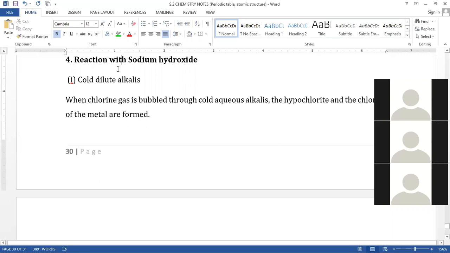We are looking at them reacting with cold dilute alkalis and also reacting with concentrated alkalis. Now, the word alkali, we'll also be looking at it as we look at acids and bases later on. But sodium hydroxide is one of the examples of compounds that we call alkalis.